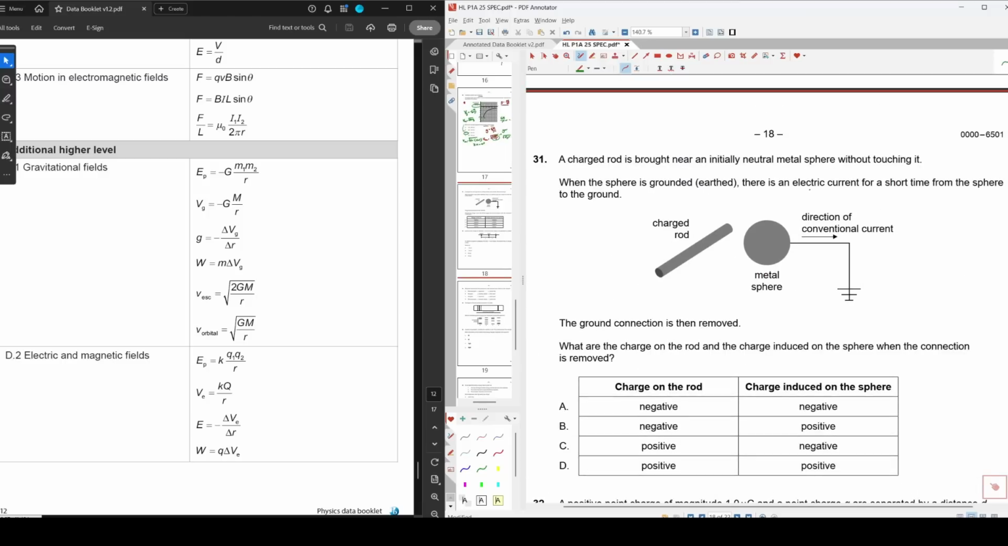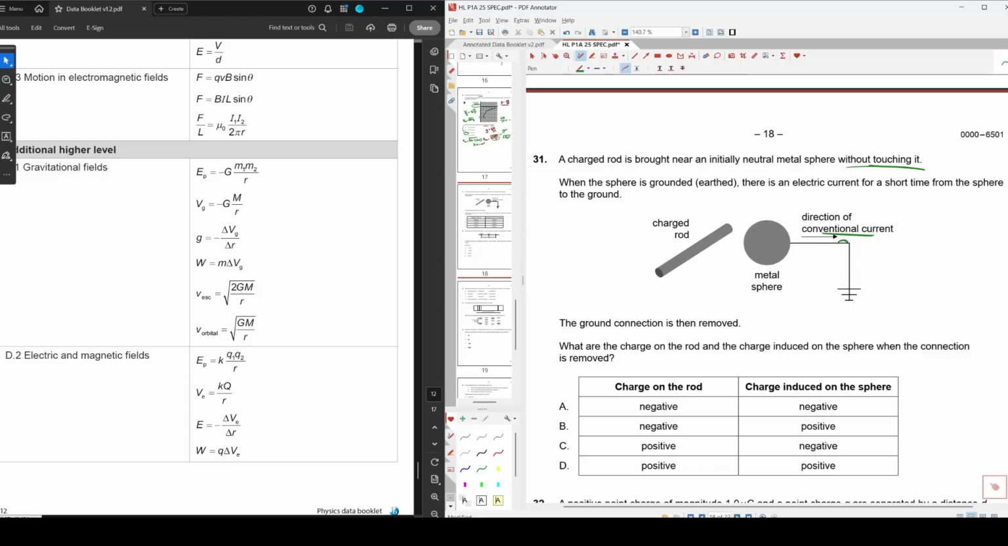I would say, okay, charged rod, metal sphere, insulator, conductor stuff. A charged rod is near a neutral metal sphere without touching it. When the sphere is grounded, there's a current for a short time from the sphere to the ground. The connection is then removed. What's the charge on the rod and the charge induced on the sphere? Okay, without touching it tells me there's going to be no transfer of charge. Whatever charge is on the rod is going to stay on the rod. It would have to touch the sphere. We're assuming that it's not so charged that it's going to arc.